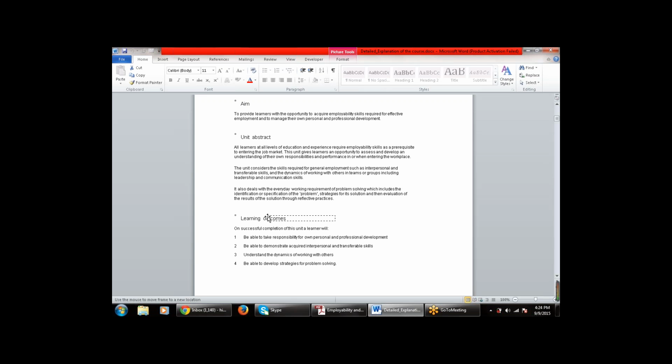Then next is the learning outcomes, that is, what are the various learning outcomes available in this book. On successful completion of this unit, a learner will be able to take responsibility for personal and professional development, that is, how to take responsibility for professional and personal development. Then these are the learning outcomes covered when we complete this module. So these are the 4 learning outcomes.